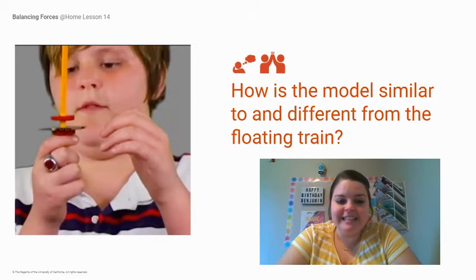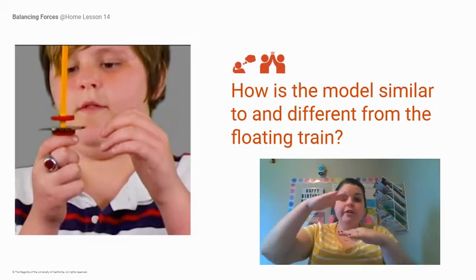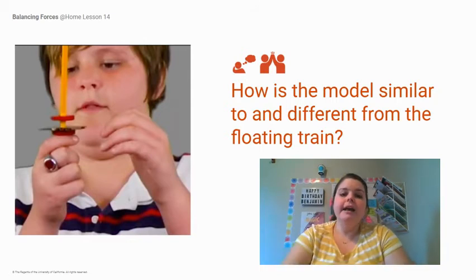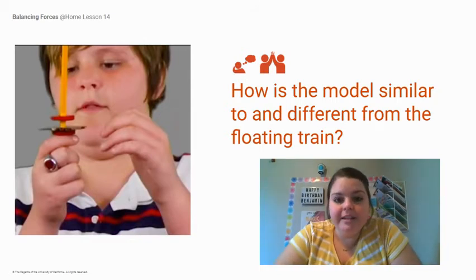All right, scientists, hopefully your answer involved something about the model being similar because it shows an object floating above another object. And it's different because it's not actually a train, right? It's just magnets.